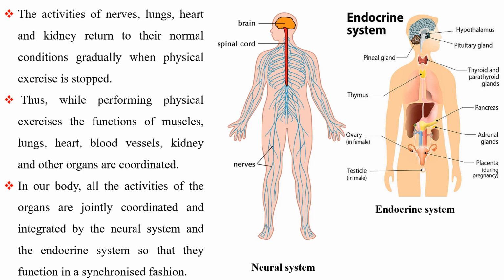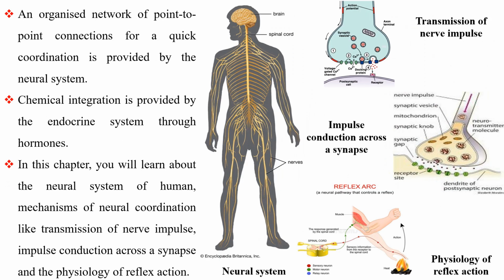In our body, all the activities of the organs are jointly coordinated and integrated by the neural system and the endocrine system so that they function in a synchronized fashion. An organized network of point-to-point connections for a quick coordination is provided by the neural system. Chemical integration is provided by the endocrine system through hormones. In this chapter, you will learn about the neural system of human, mechanism of neural coordination like transmission of nerve impulse, impulse conduction across a synapse, and physiology of reflex action.